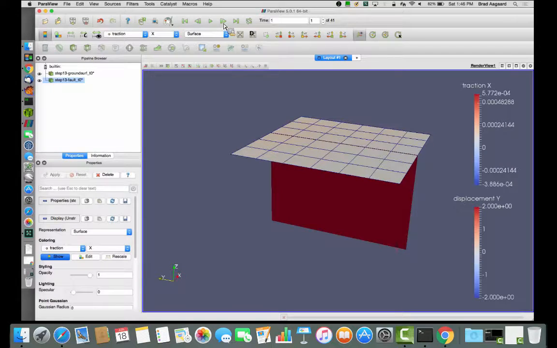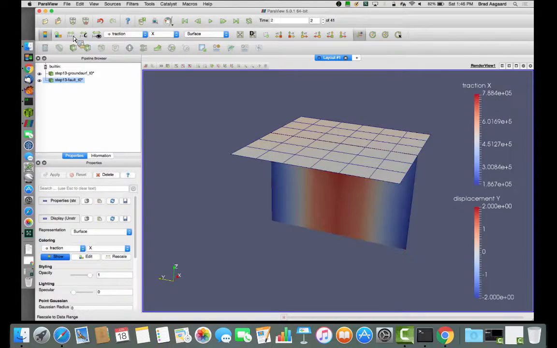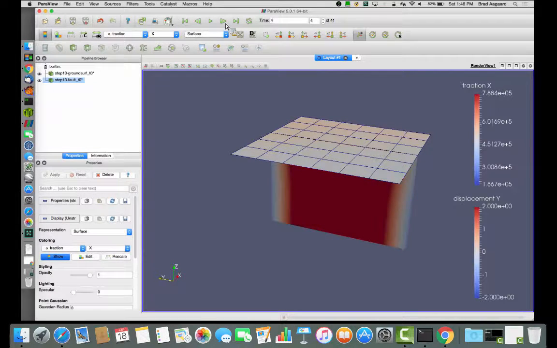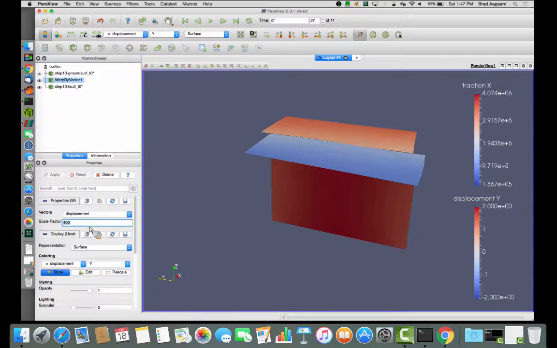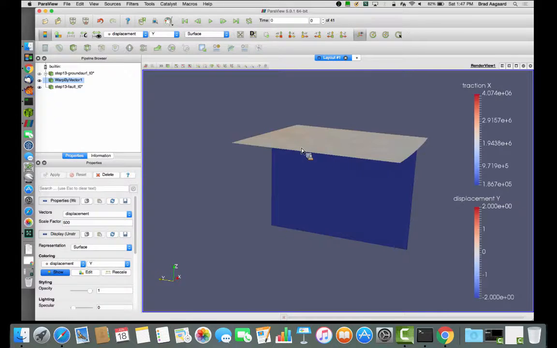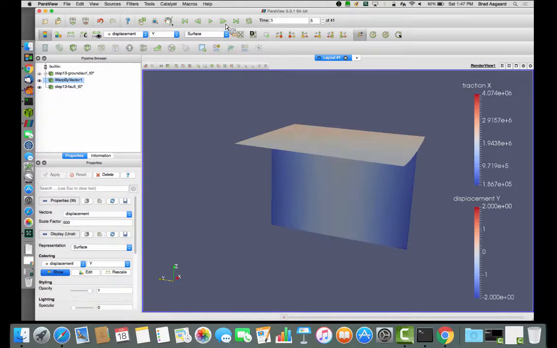So now we'll step through. We're building up stress on the fault. Oh, I need to warp the ground surface. I'm not seeing the slip. Let's warp it. What did we have before? Let's do 400. Let's do 500. So we'll start over from the beginning again so you can see a little better. Build up of stress.